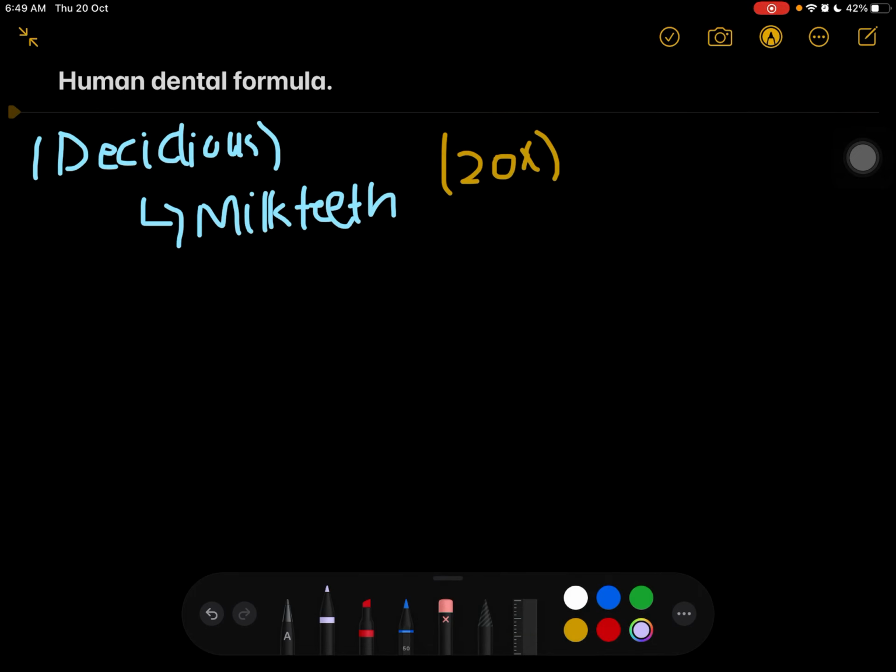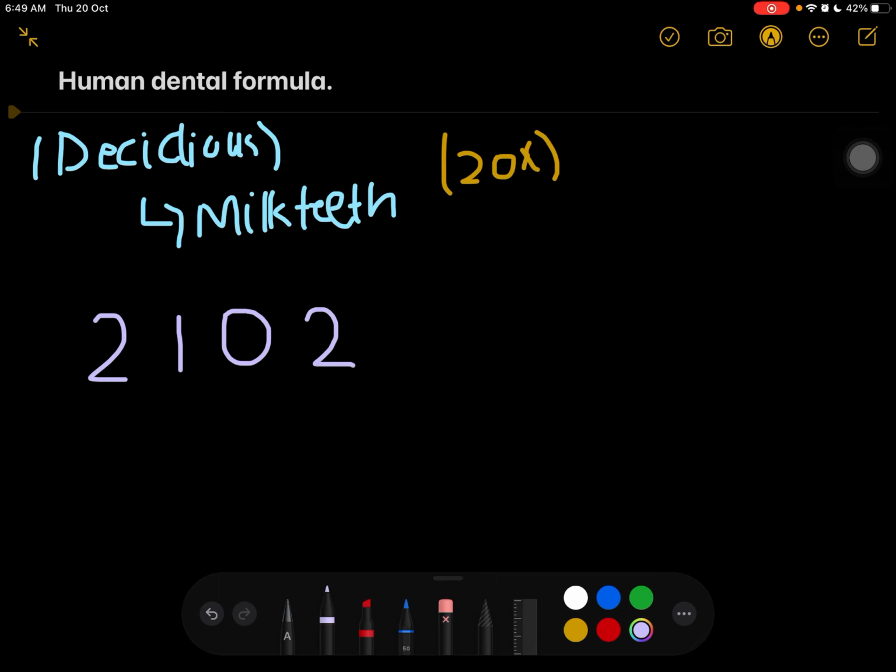So first talk about the deciduous formula, the human dental formula. You have to just learn one formula, so then you will easily be able to work out how many teeth are present in infants, right? So the formula is 2102. So this is the formula.